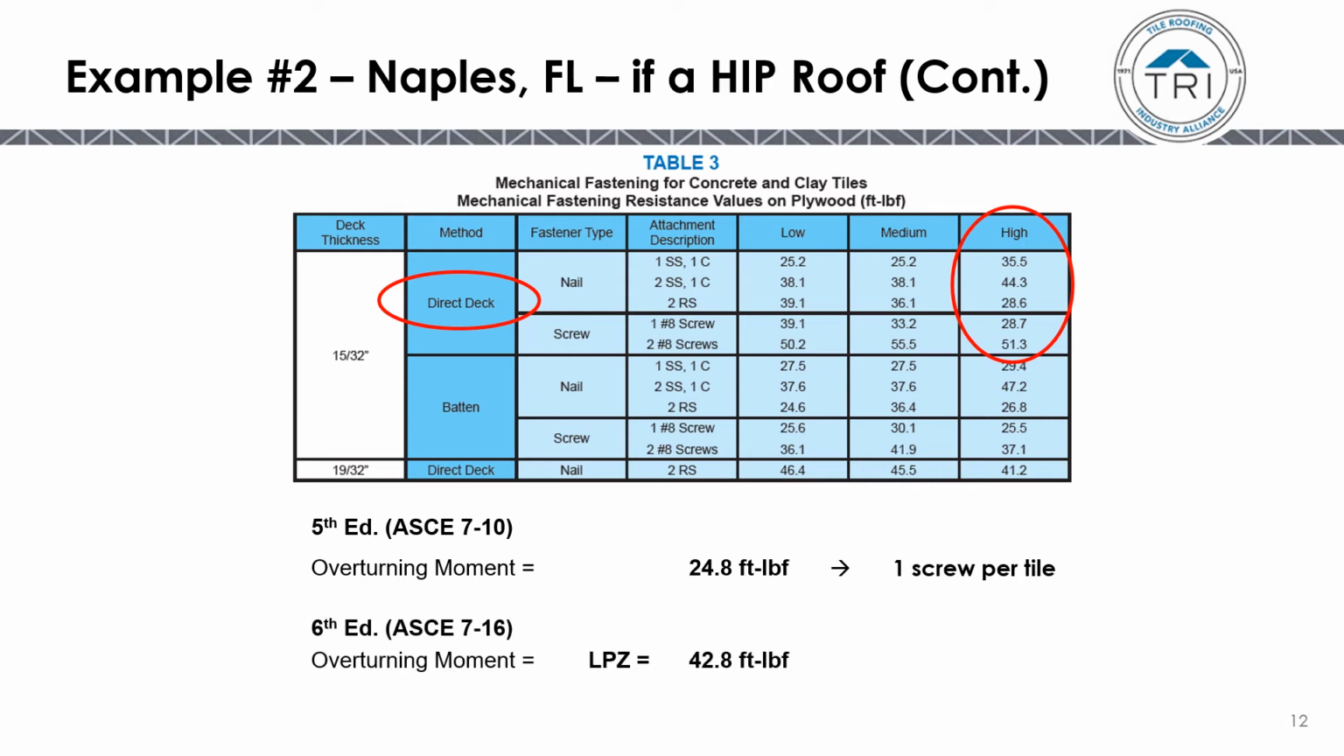With the sixth edition, now with the low pressure zone value of 42.8, again, we can still use two screws per tile with a value of 51.3. But now with the high pressure zone value of 51.9, that exceeds the two screws resistance value of 51.3, therefore maybe we would need to use an adhesive that has a product approval value that meets or exceeds the 51.9.